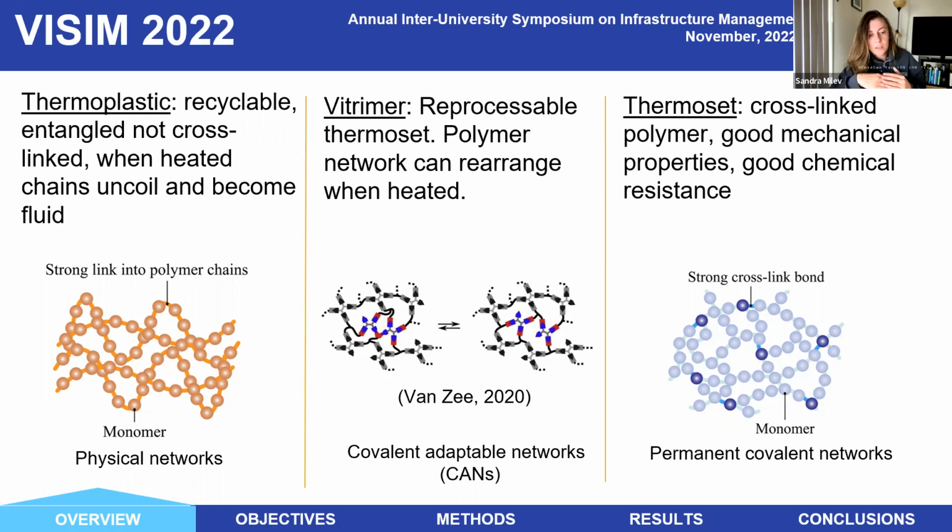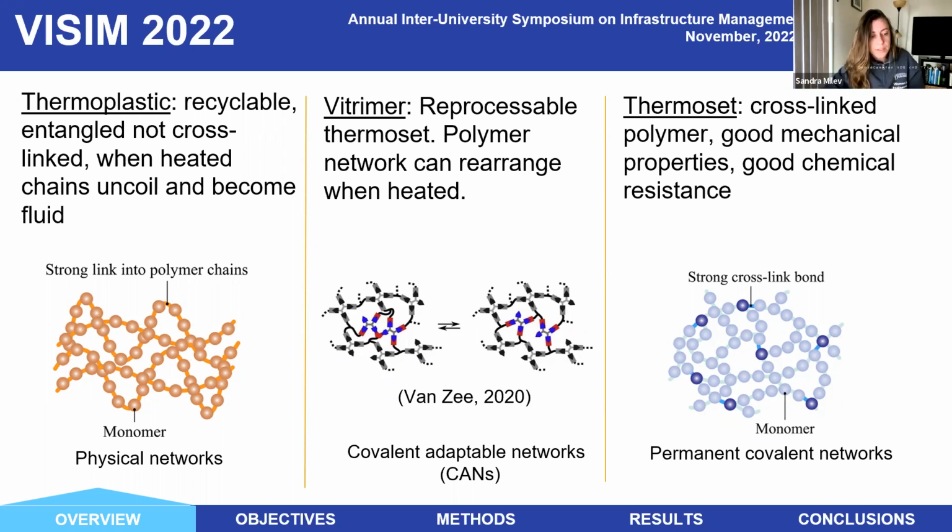But the thing is that when they are heated, they don't melt. For example, unlike thermoplastic, they just become softer and more rubbery. That means also that they cannot be reshaped or recycled. So these covalent adaptable networks are designed to combine the good properties of both of them: the recyclability of thermoplastic and the good mechanical properties of thermoset. And this is enabled by the dynamic nature of covalent bonds.